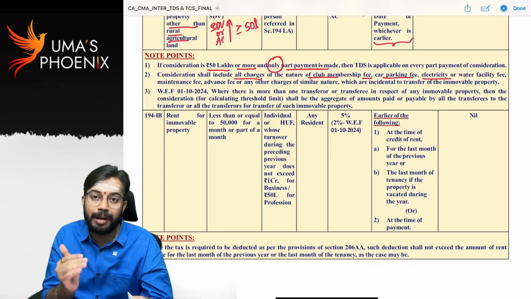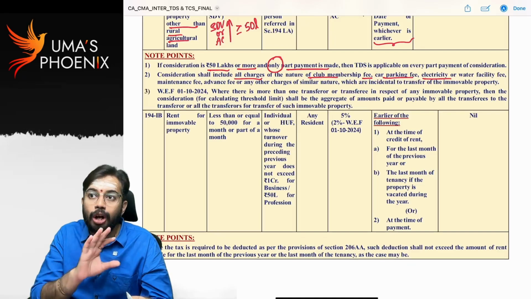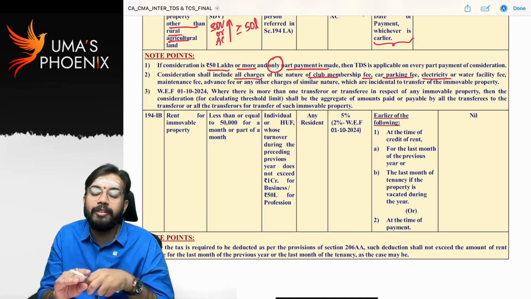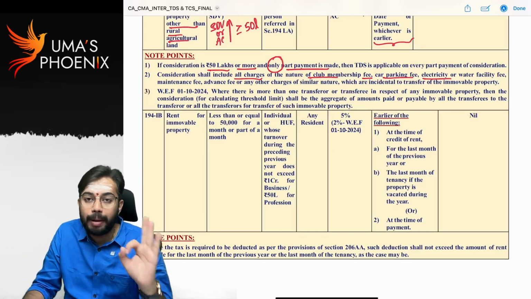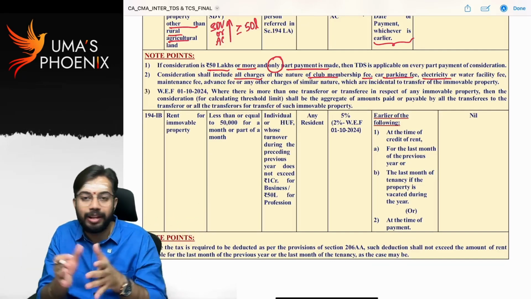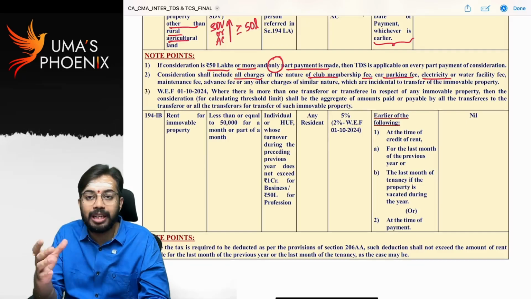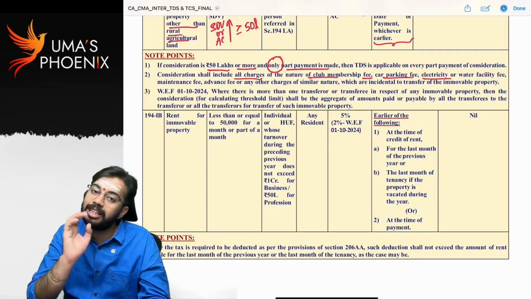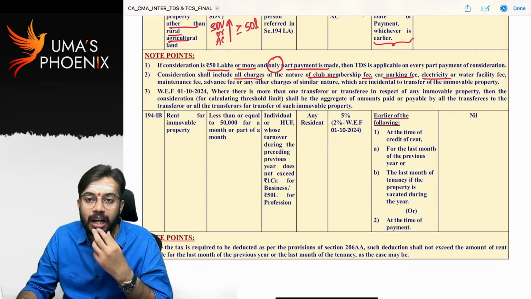What the income tax department said is, when you are calculating the limit of 50 lakhs, not only consider value of flat, if there is any parking fees, membership fees, electricity fees, water facility fees, include all fees. After including all fees, if the value is greater than 50 lakhs, then TDS is required to be deducted under section 194IA. Is it clear?